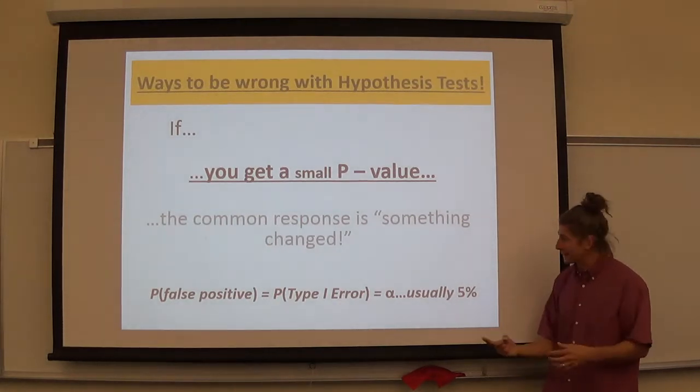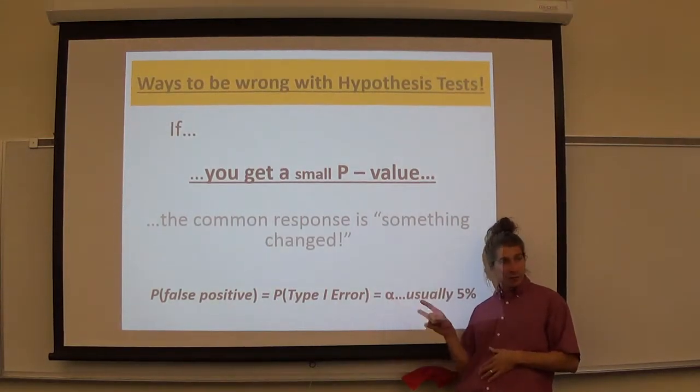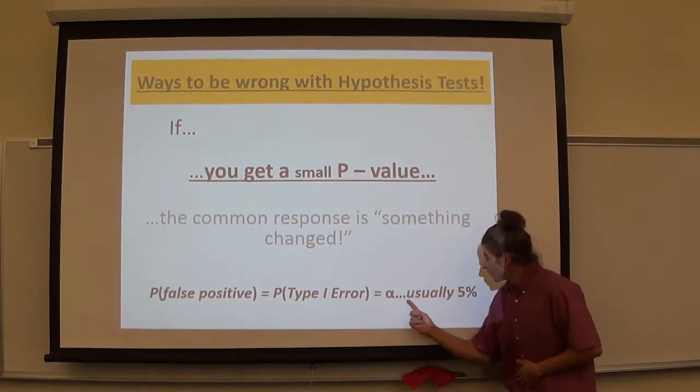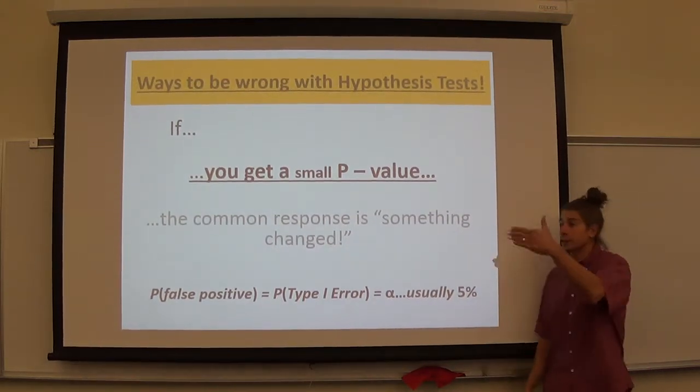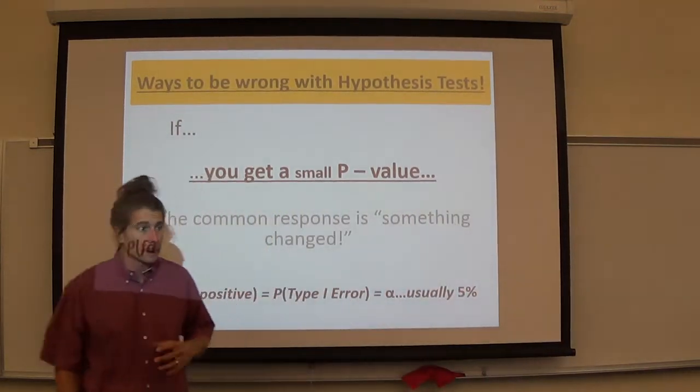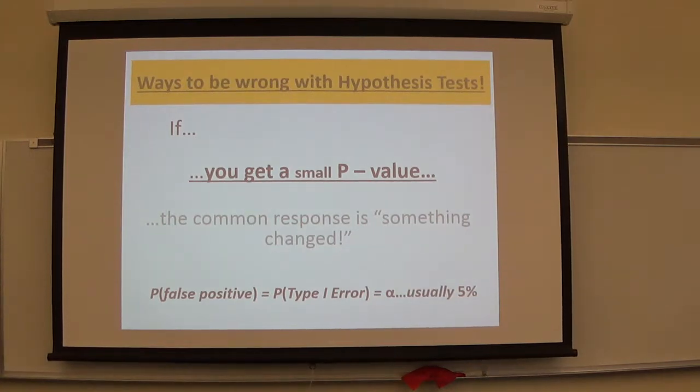So the formality of it is little alpha, a lowercase a in Greek, usually set at 5% because we usually set our confidence at 95%. As we go through the next 5 weeks, we'll see why we don't always want that.